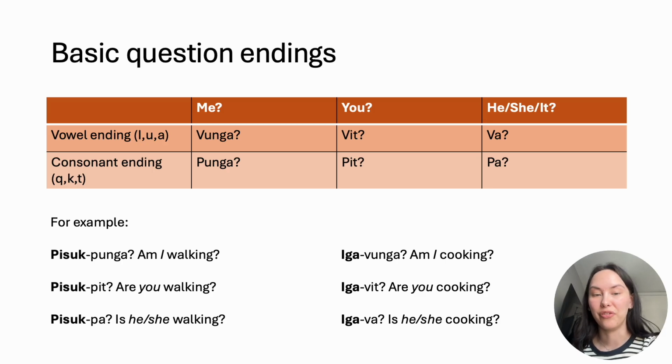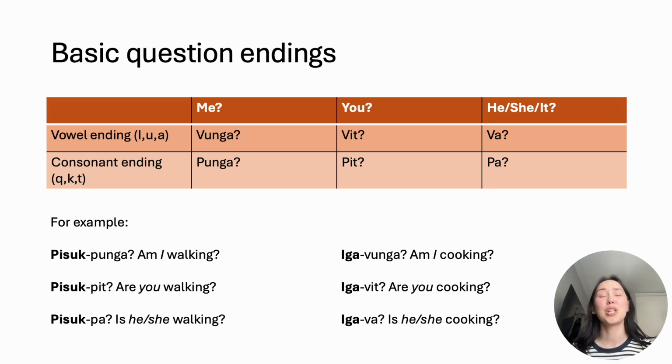So we would use va if it ends in a vowel. For example, igava, is he or she cooking? Igava. Or if we're looking at a word that ends in a Q, K, or a T, we'd use pa. So bisukpa, is he or she walking? Bisukpa. So just keeping an eye on that last letter, and that'll tell you what to use.